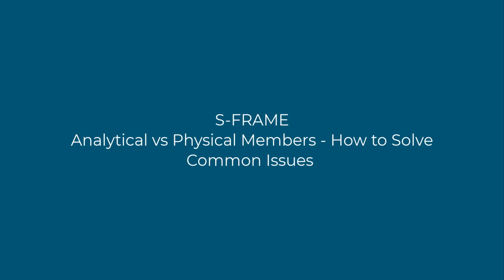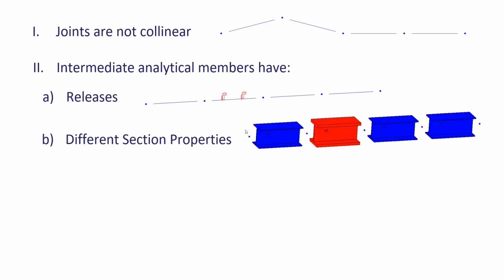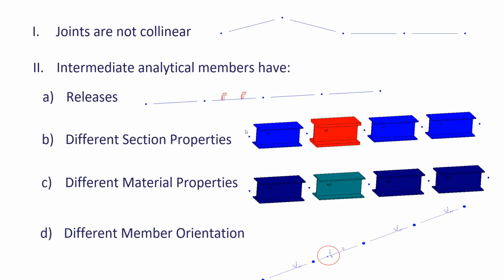In this recording we will go over common issues some of our users have experienced in the past when converting to physical elements. Some of the issues you may find when converting analytical elements into physical are when joins are not collinear, when intermediate analytical members have releases, different section properties, different material properties, and different member orientations.